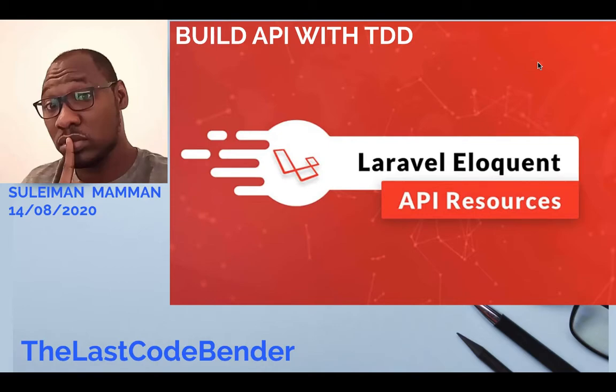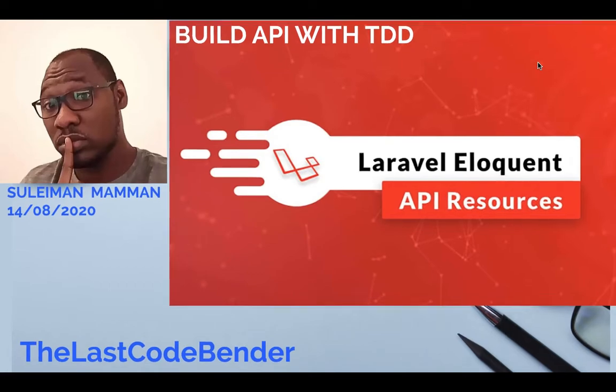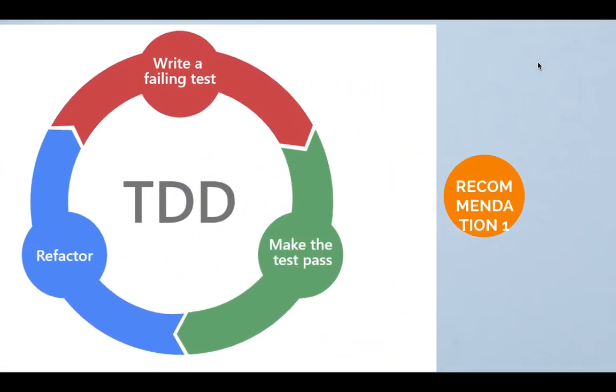In this tutorial, I'll be showing you how to build a robust API using Laravel and API resources. We are going to use TDD, which stands for Test Driven Development. That means we are going to drive our development through testing.